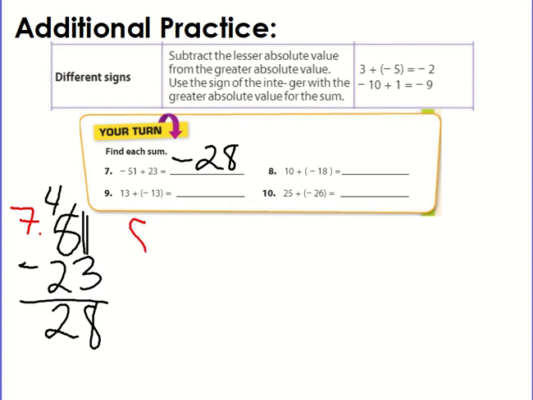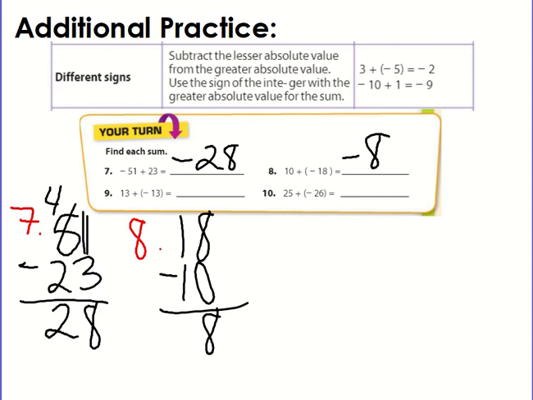Okay, so here's number 8. The absolute value of 10 is 10, and the absolute value of -18 is 18. That's the greater absolute value, so I'm going to start with that. I'm going to go 18, take away 10. Well, 8 take away 0 is just 8, and 1 take away 1 is 0. And then since negative 18 has the larger absolute value, my final answer is also negative. More negatives than positives, so the answer is negative.